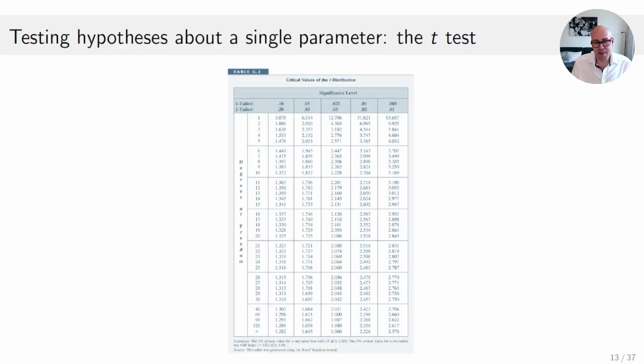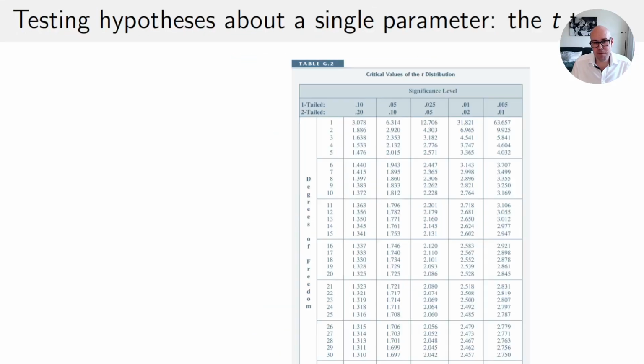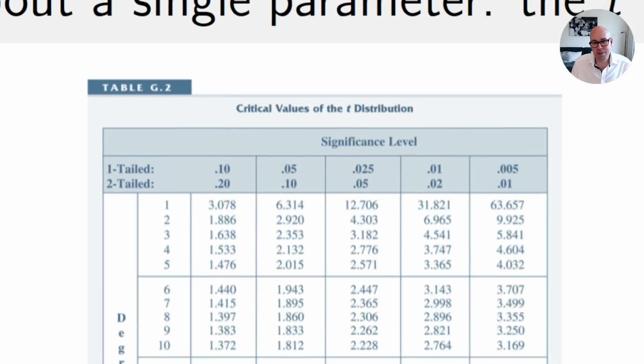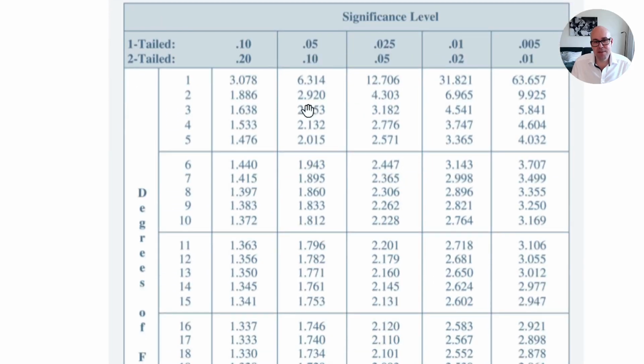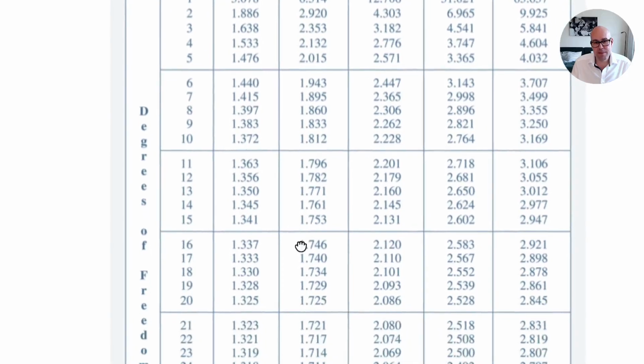Where do you get these values from? I told you normally you get them from statistical software. Just for illustration, here's the table from Wooldridge's book. So normally what you have here, you have the rows, so this gives you the degrees of freedom. Then you have the significance level. So now we looked at the one-tailed test. So when the significance level is 5%, then you see here your critical value.